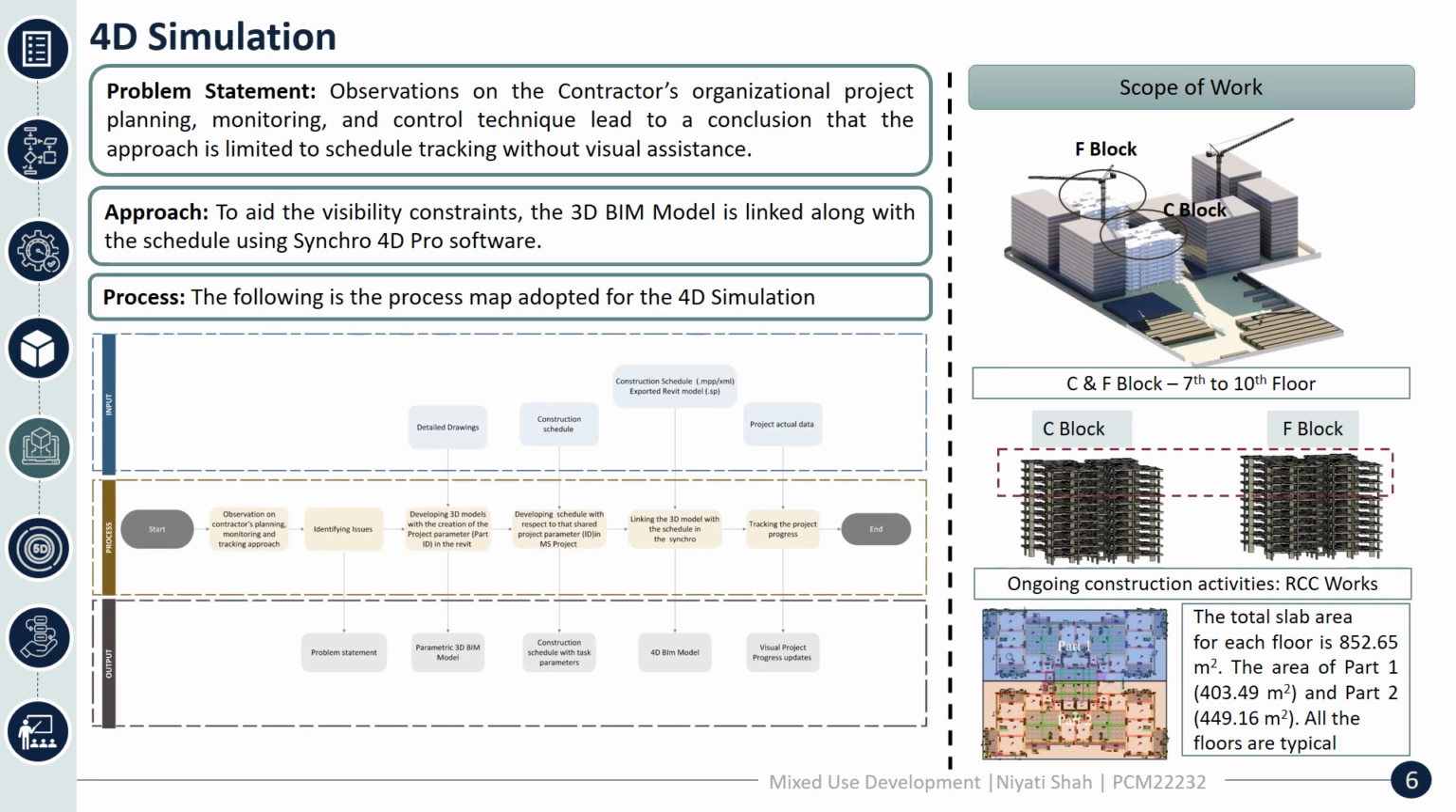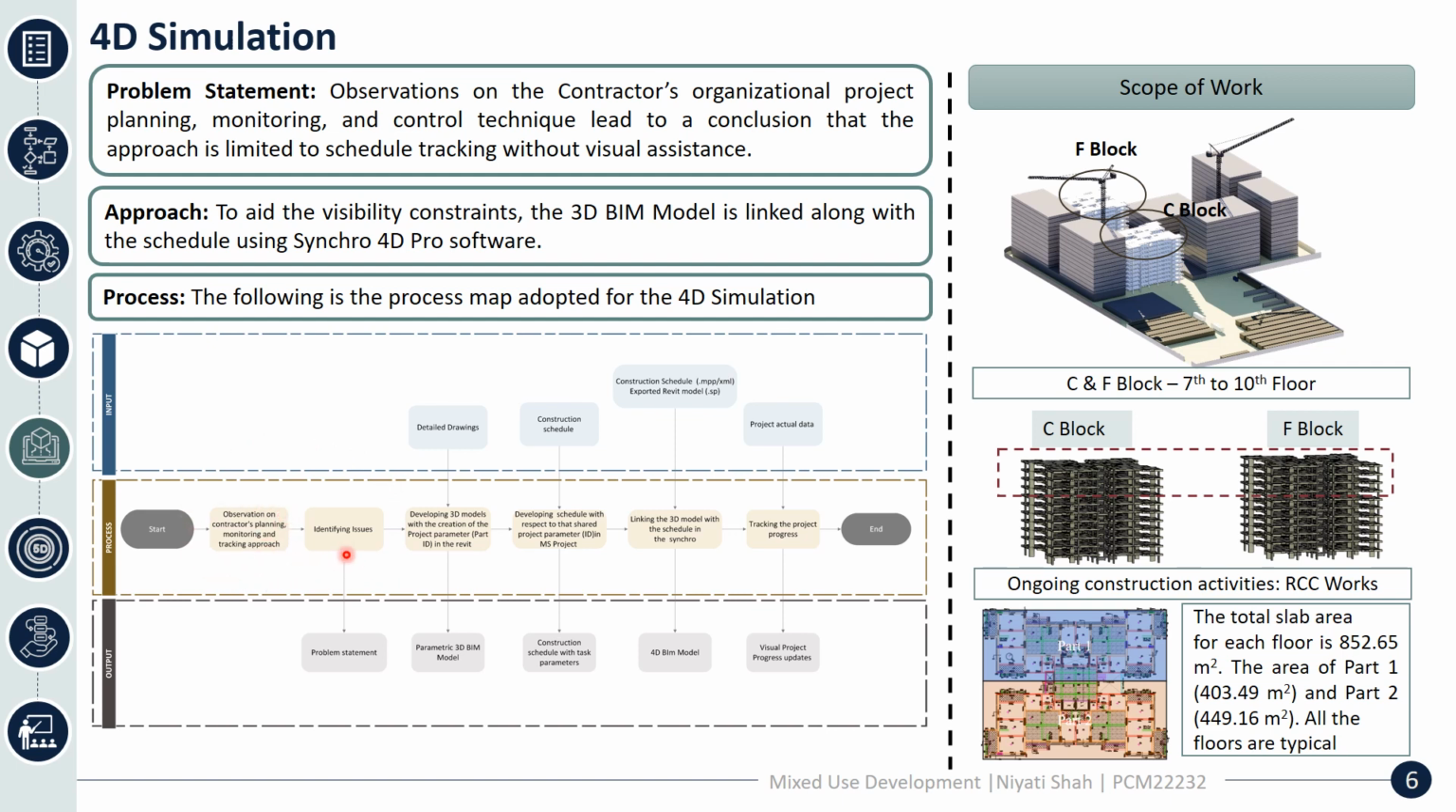Coming to the next slide, which is 4D simulation. Observations on the contractor's organizational planning and monitoring system were done. From that, we were able to conclude that there is schedule tracking, but without visual assistance. We linked the 3D BIM model with the schedule using Synchro 4D to aid the visibility constraints. The following is the process which has been followed, as given below.